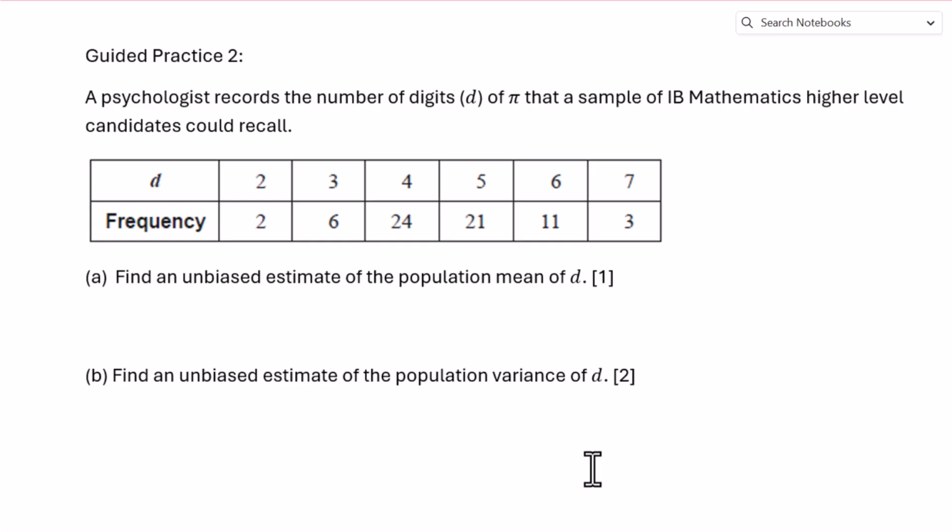A psychologist records the number of digits of pi that a sample of IB math higher level candidates could recall. We got the frequency. A. Find an unbiased estimate of the population mean of D. B. Find an unbiased estimate of the population variance of D.